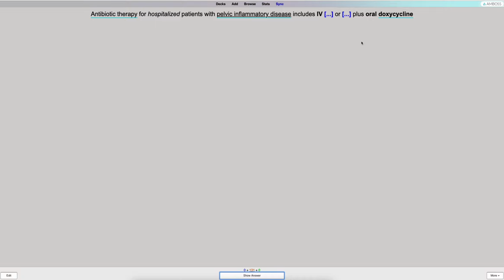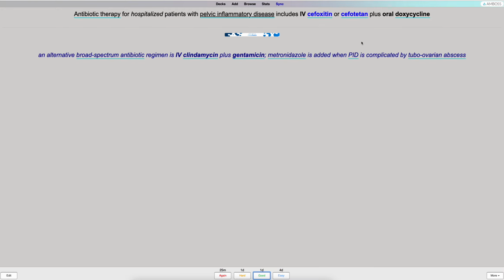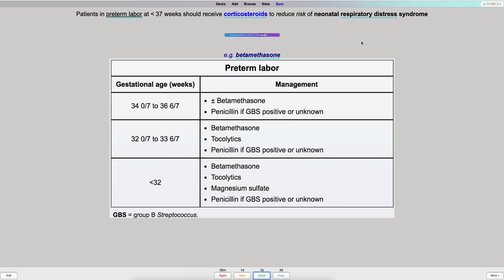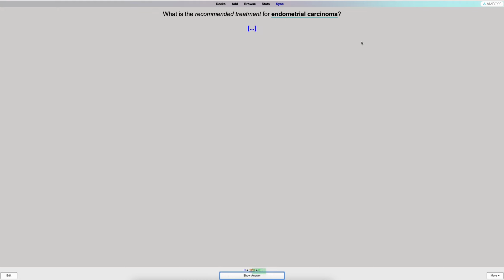Inpatient therapy for hospitalized patients with pelvic inflammatory disease includes IV cefotetan, cefoxitin. A patient in preterm labor under 37 weeks should receive corticosteroids to reduce risk of neonatal respiratory distress syndrome. Most recommended treatment for endometrial carcinoma: hysterectomy.